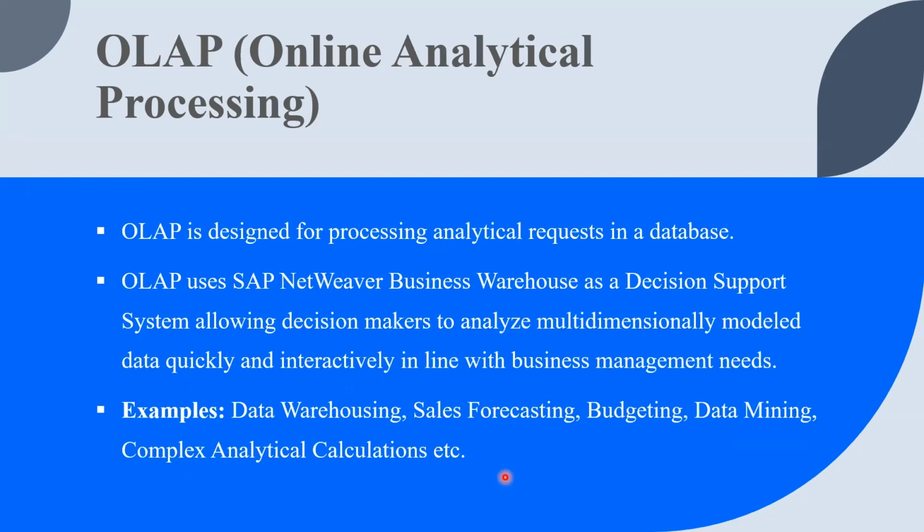Let's see OLAP. OLAP stands for Online Analytical Processing, and here it is designed for processing analytical requests in a database. Analytical data means taking historical data into consideration and processing it. And this OLAP uses SAP NetWeaver Business Warehouse Platform for decision support, which is used for analyzing the data and meets the business requirements. And some of the examples of OLAP systems are data warehousing, sales forecasting, budgeting, data mining, complex analytical calculations, etc. Also, let's see the differences between them.